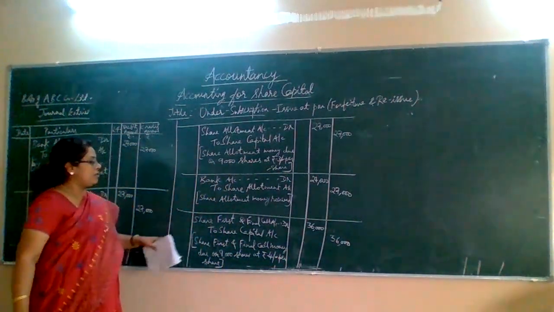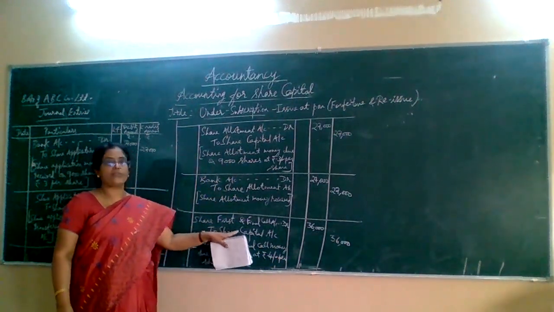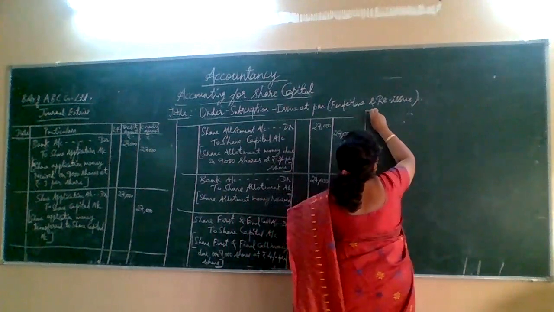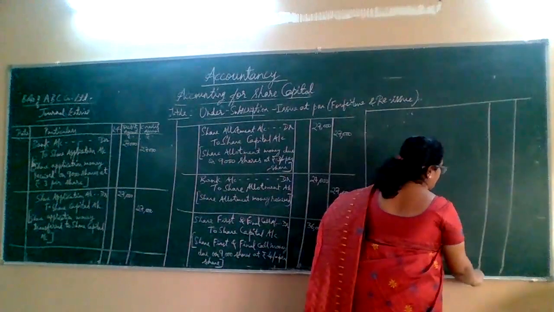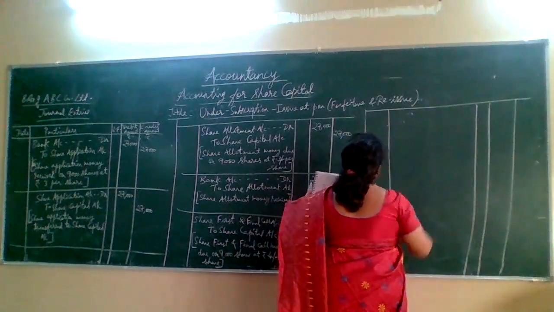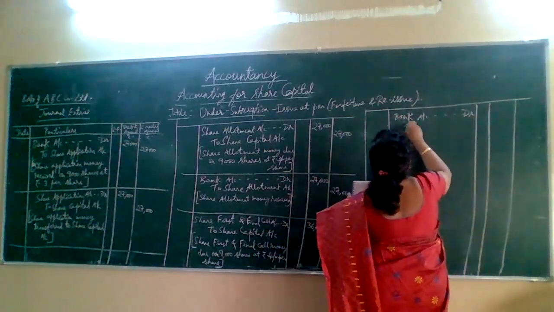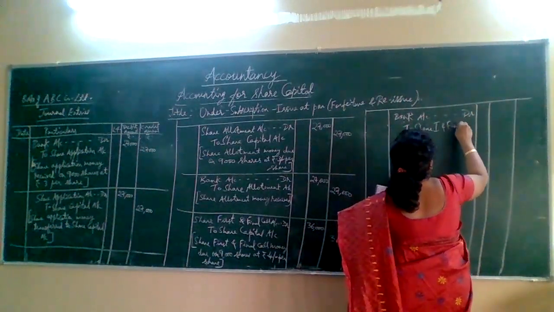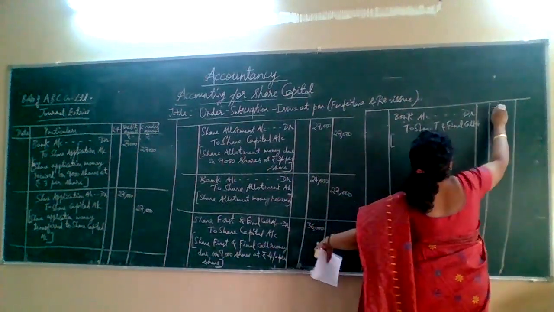Okay. We have shown first and final call money due and passed the entry for this. Next, we will be receiving the first and final call money. For receiving the money, the entry is bank account debtor to share first and final call account.